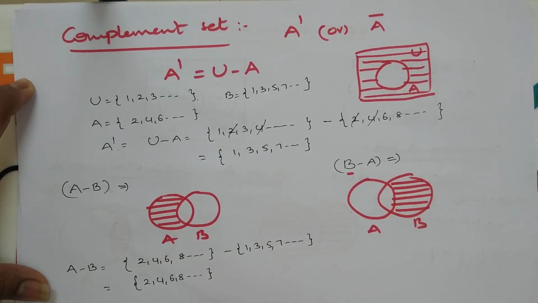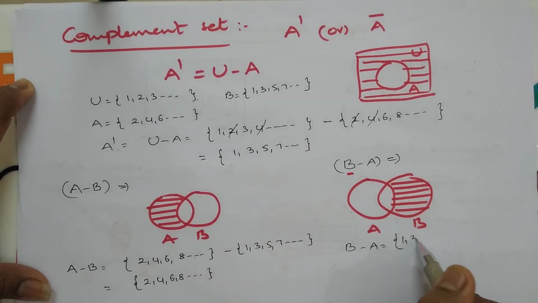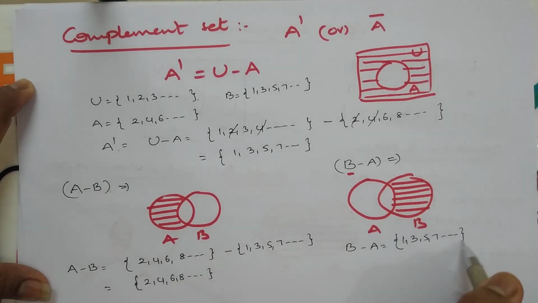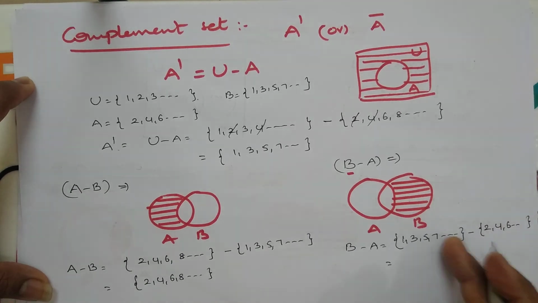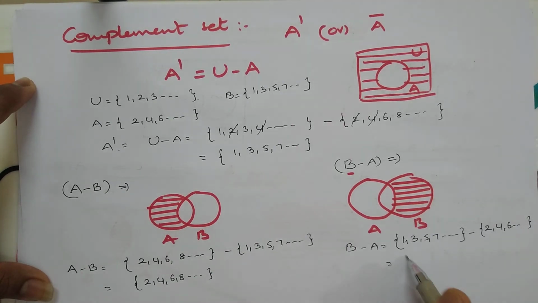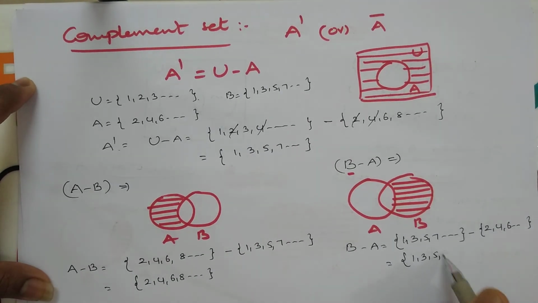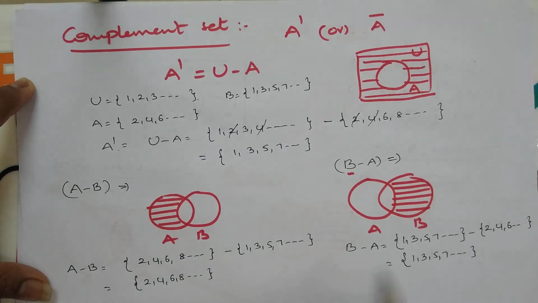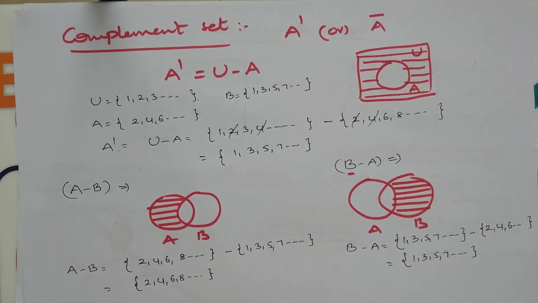If you go for B minus A, B is 1, 3, 5, 7, and so on, minus A, which is 2, 4, 6, and so on. Is there any common in these two sets? There is no common, no cancellation. So only the rest of the elements in the first set. The first set elements are 1, 3, 5, 7. So this is how we have to simplify the problems by using values and by using Venn diagrams.